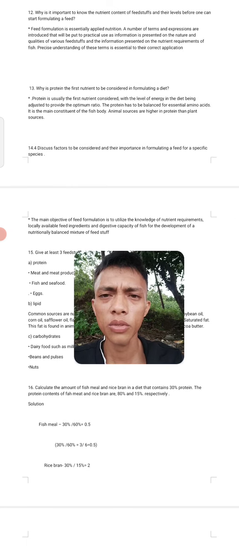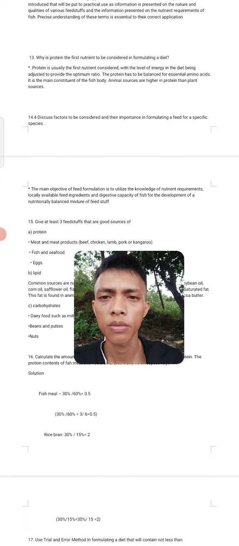Protein is usually the first nutrient considered, with the level of energy in the diet being adjusted to provide the optimum ratio. The protein has to be balanced with the essential amino acids. It is the main constituent of the body. Animal sources are higher in protein than plant sources.